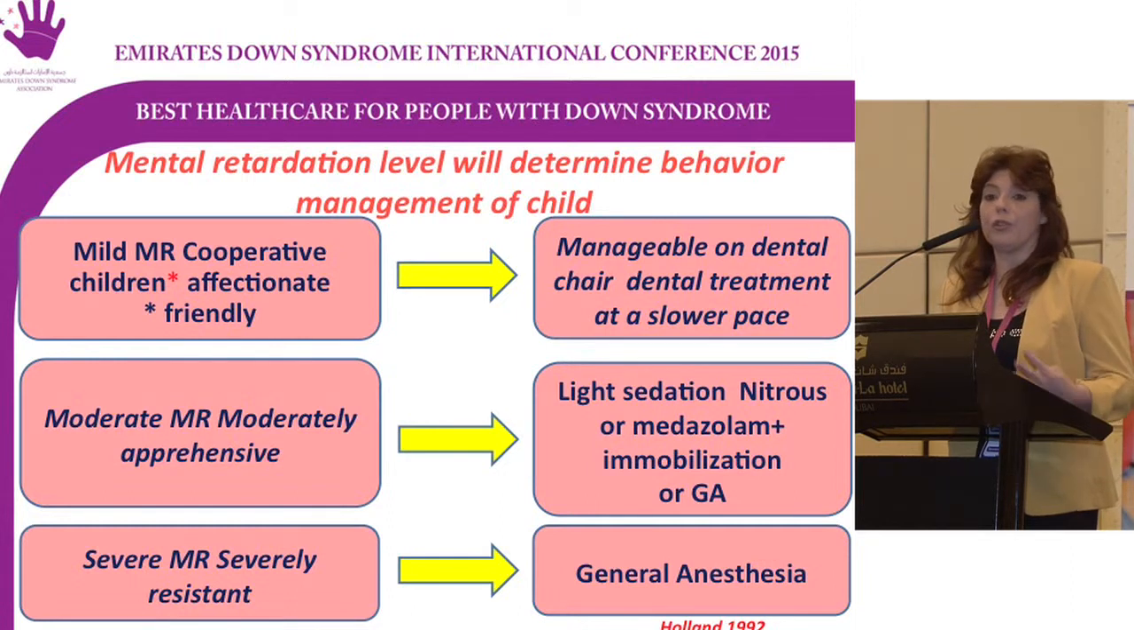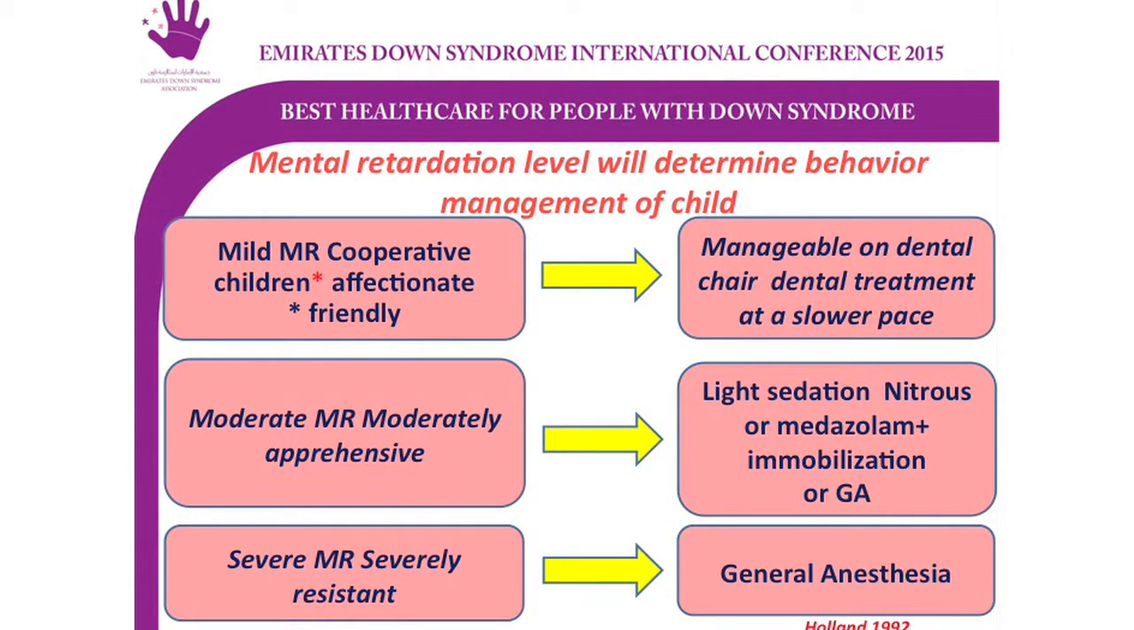For myself, I prefer general anesthesia. I don't like physical restraint. I think that physical restraint can provide a bad psychological effect on the child. Anyway, it is accepted, but for me, I prefer GA. If the child has severe mental retardation, then we go directly for the general anesthesia. We don't waste our time.